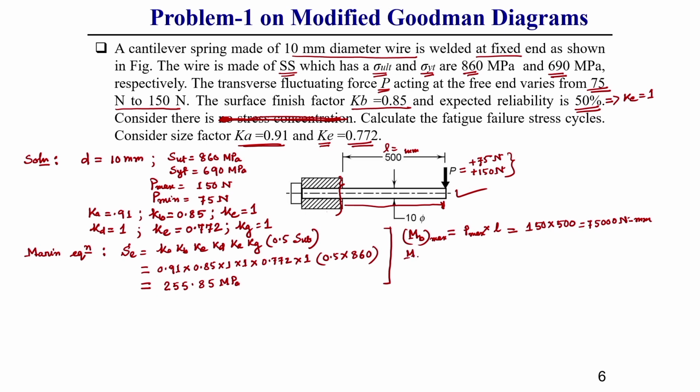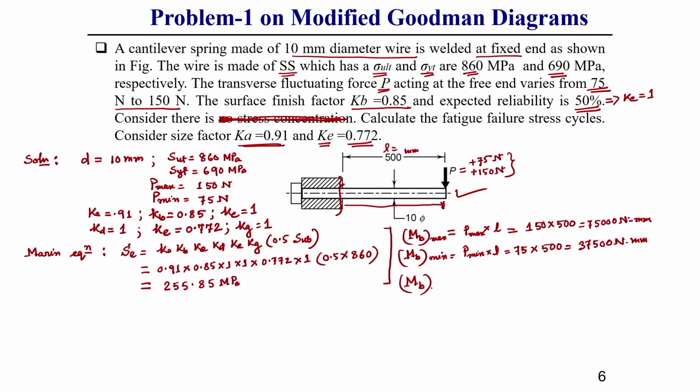What should be the minimum bending moment for this cantilever beam? That also we need to find out. That will be the minimum load into distance. So, minimum load is 75 into 500. This will give us a value of 37500 Newton millimeter. Keep this in mind. Now, what is the mean bending stress?